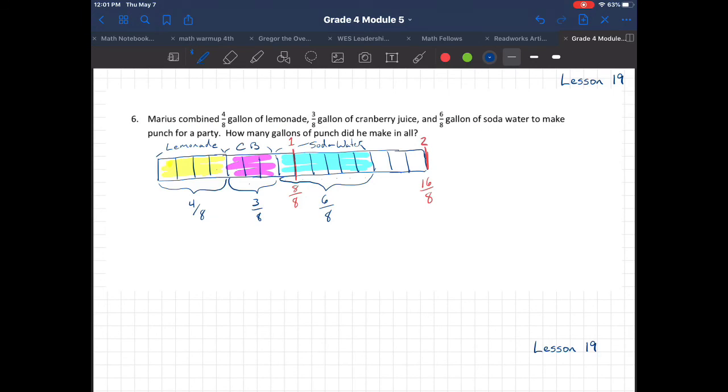Number 6, my drawing got a little complicated. Marius combined 4/8 of a gallon of lemonade, 3/8 of a gallon of cranberry juice, and 6/8 of a gallon of soda water to make punch for a party. So I started drawing a tape diagram to show the different amounts. I used the red to show where 1 full gallon would be. 8/8 is 1. So I've got 4/8 of lemonade, 3/8 of cranberry juice, 6/8 of soda water. So we see we went right past a gallon, and it looks like I've got 1, 2, 3, 4, 5 more 8s. So 1 5/8 gallon of punch.